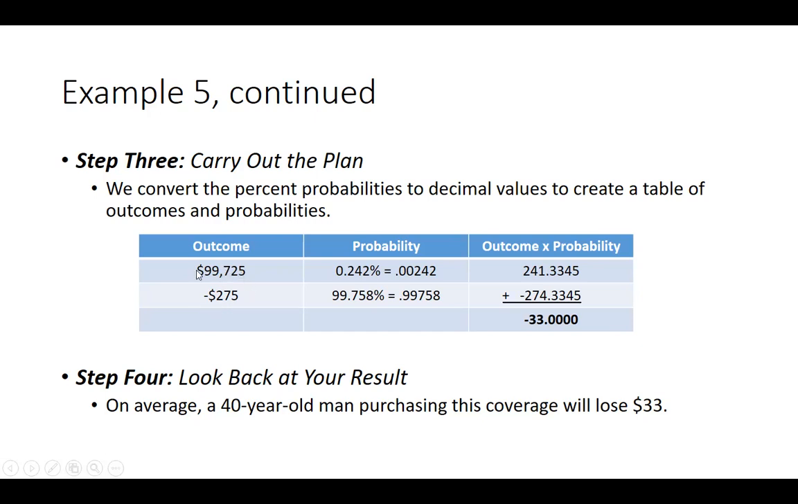The probability of getting the $99,725, which do you really want? You're dead in that case. So, you kind of want the other one. The probability of 0.242% as a decimal would be 0.00242. And if we multiply 99,725 times 0.00242, we get 241.3345.